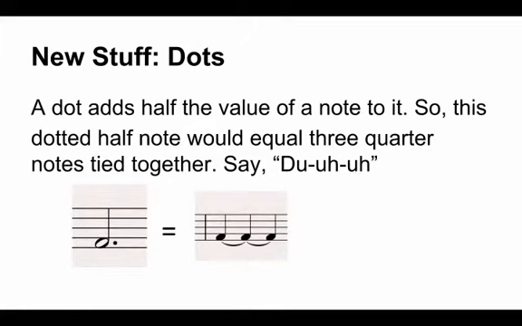New stuff. Dots. A dot adds half the value of a note to it. So this dotted half note would equal 3 quarter notes tied together. Say do woo woo, do woo woo, do woo woo. Same as another one we've listened to, but slower.